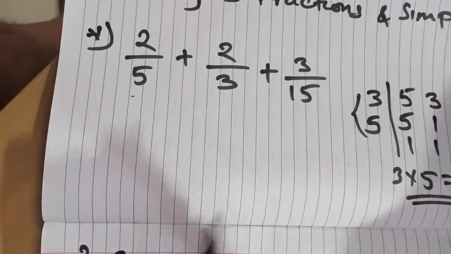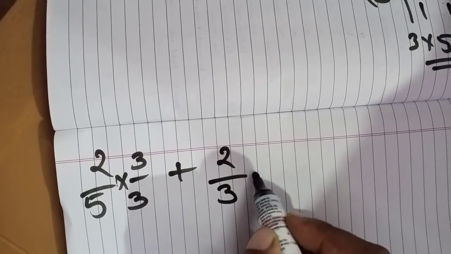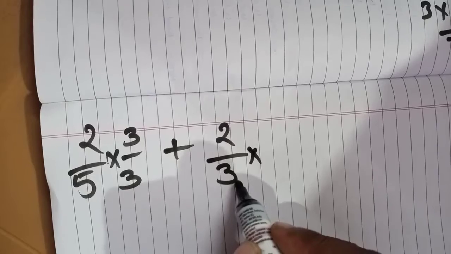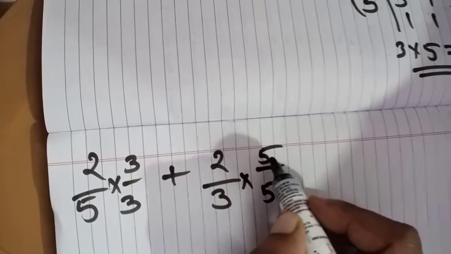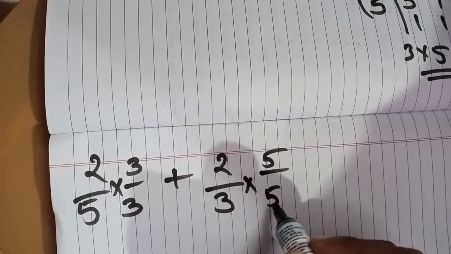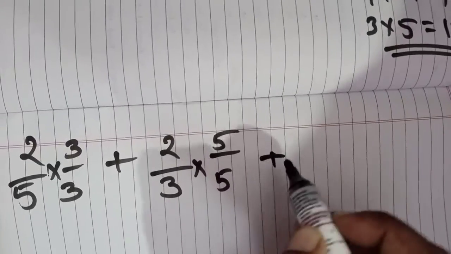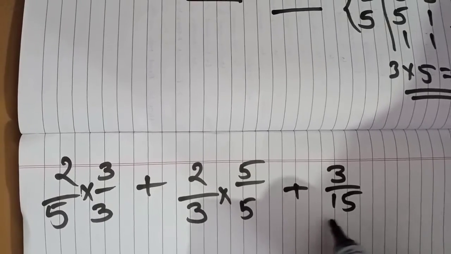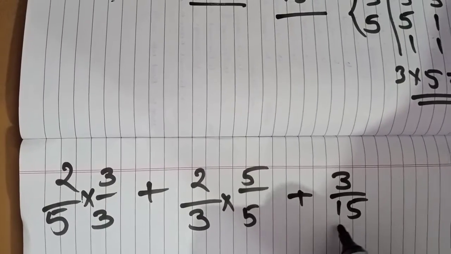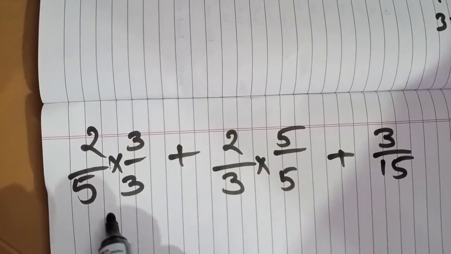Plus my next number is 2 by 3. To convert this 3 into 15, I have to multiply by 5, since 3 5s are 15. Since we have multiplied the denominator by 5, we multiply the numerator also by 5. The third number is 3 by 15. Here the denominator is already 15, so we don't need to do anything.